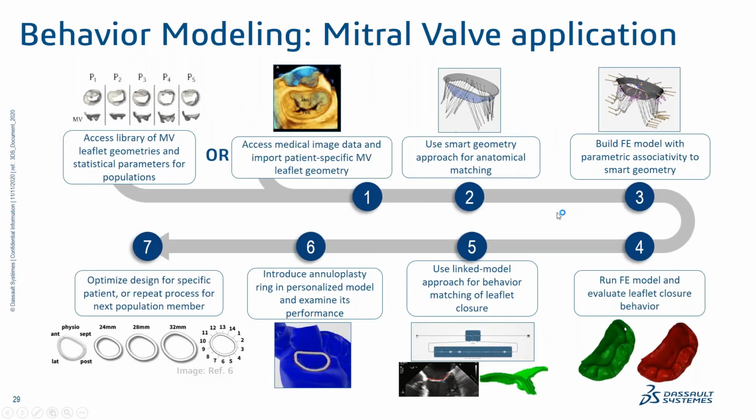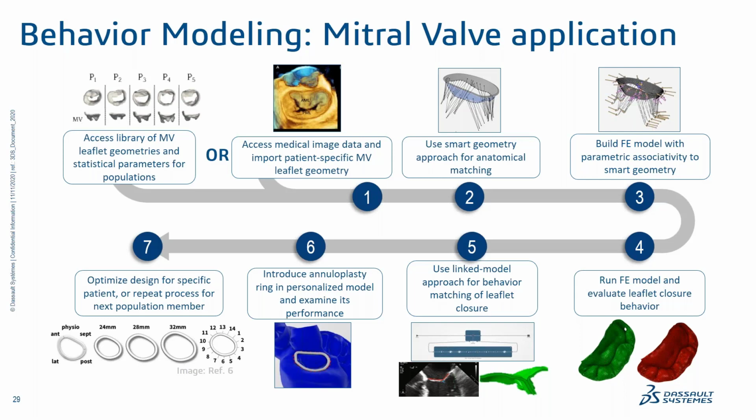So the approach that we're starting is this behavior modeling, right? Once you have that statistical shape library being built, or you have that specific medical data from a patient-specific geometry, you start to use this anatomical matching approach and build an FE model that's fully parametrically associative. And in this case, for example, on that left heart submodel, looking at the finite element model and evaluating leaflet closure, right?